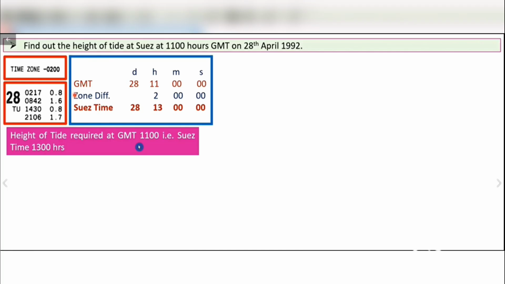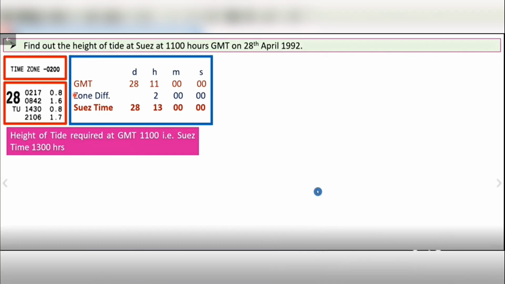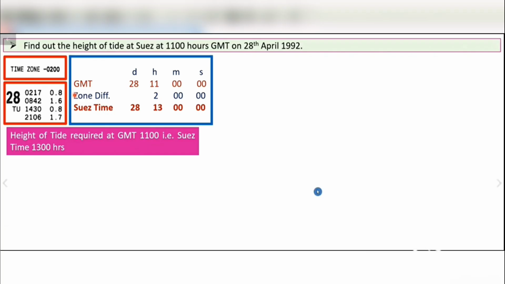So that is the standard time of the country. That's right beta, where the port is, standard time of that particular country. Yes, sir. Okay, let's move ahead.